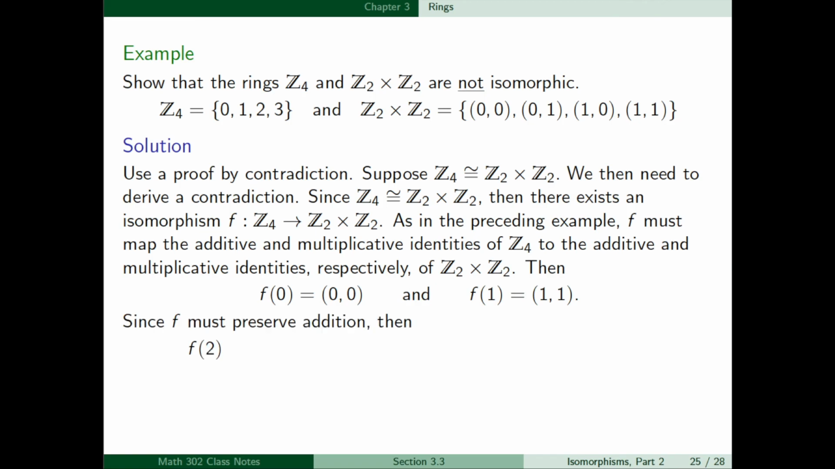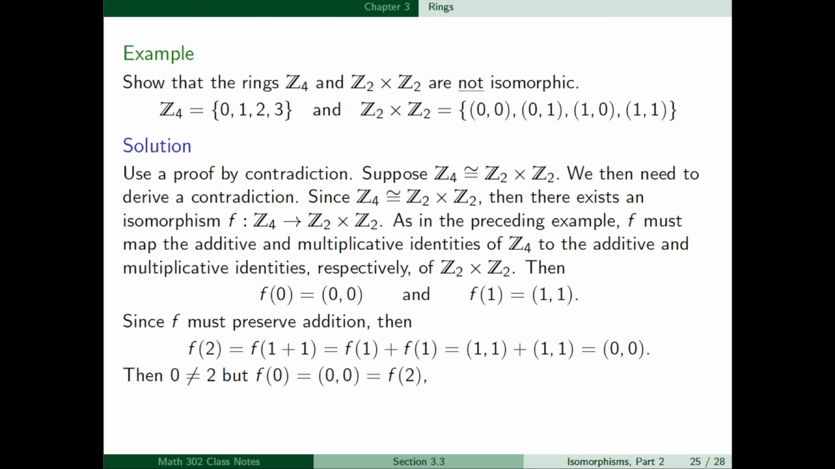Now, since F must preserve addition, since it's a homomorphism, then F of 2 will be equal to F of 1 plus 1, which is equal to F of 1 plus F of 1, which is the ordered pair 1, 1 plus the ordered pair 1, 1, which will be equal to the ordered pair 0, 0. So then we have 0 is not equal to 2, but F of 0 is the ordered pair 0, 0, and F of 2 is also equal to the ordered pair 0, 0.